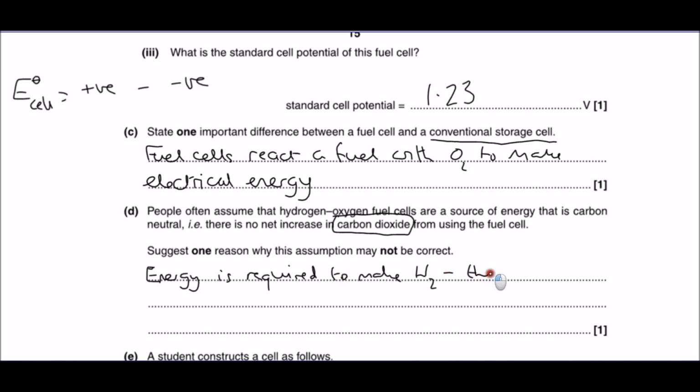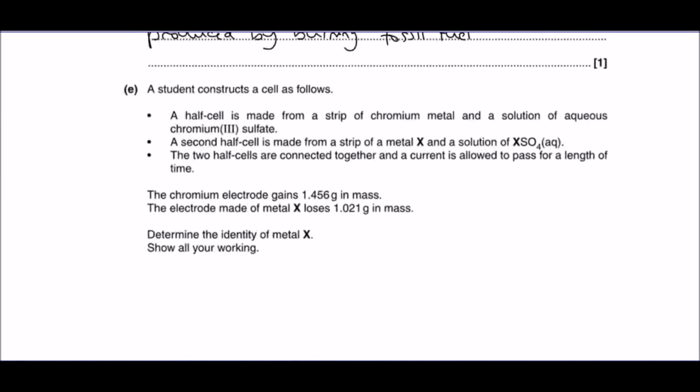So we need to say this energy is produced by burning fossil fuels, which of course produces carbon dioxide, which is what this question is talking about. So just this first statement's not enough. We need to explain where the carbon dioxide comes from, and of course it comes from burning fossil fuels.